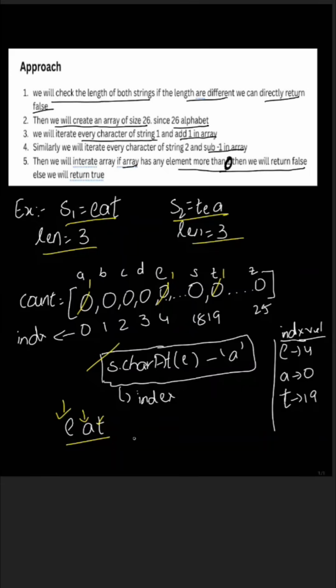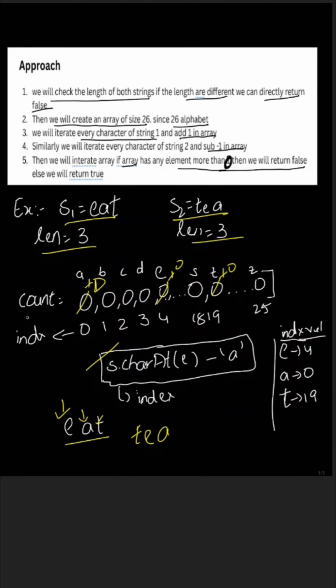Then we'll iterate the string 2, tea. This time we'll subtract 1. The index value of t is 19, so it is 0 again. Then the index value of e is 4, so 1 minus 1 is 0. Then the index value of a is 0, so 1 minus 1 is 0.